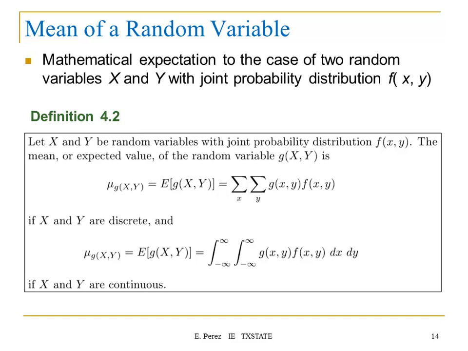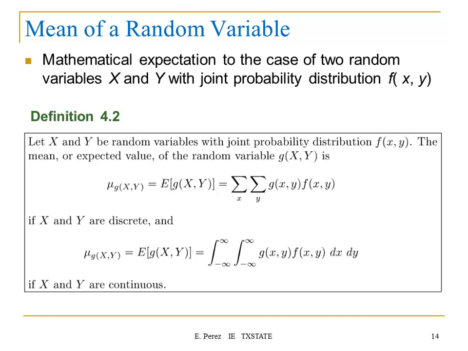So again, what we are doing in class is we are going step by step. We are using building blocks. So we started discussing the case in which you only have one random variable. Now we are extending the concept of the expectation or the mean to the joint discrete or density function. Okay? So that's what we have here. We have the mathematical expectation for the case of two random variables, x and y, with joint probability distribution f of x and y. Okay?